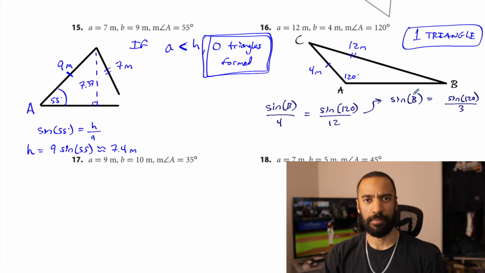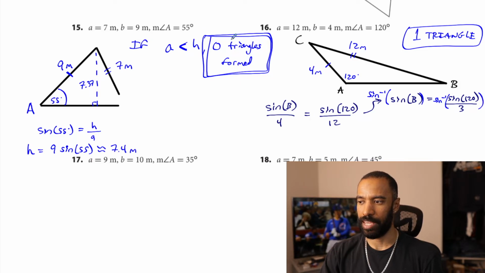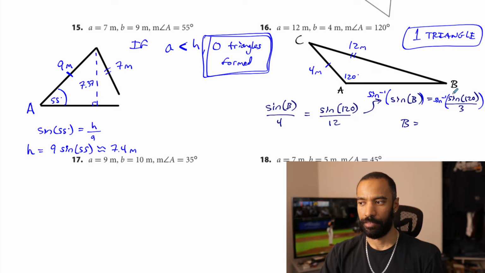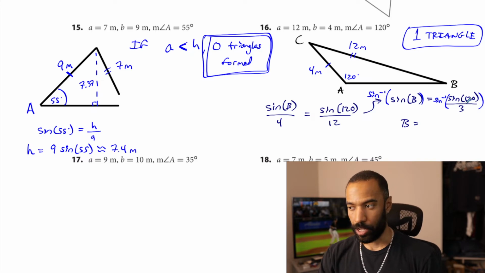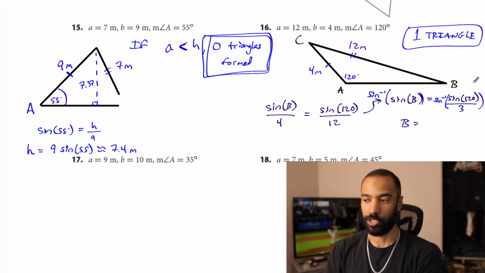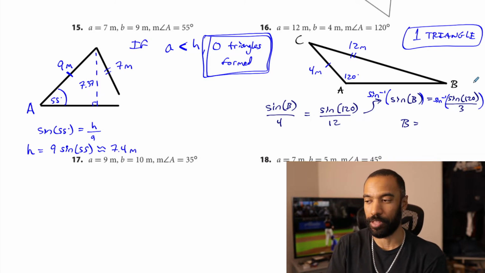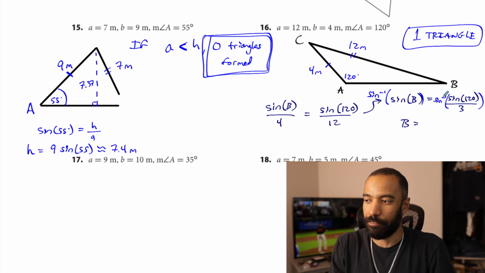But we still have to get B by itself. And this is where, again, if you watch one of my other videos, it'll work out. You inverse sine both sides. You take the inverse sine of the sine of B, and you are left with B. And this will be the angle measure here. The inverse sine of 4 times the sine of 120 over 12, if you kept those. But I'm just going to go and do that one here. The inverse sine of the sine of 120 over 3.